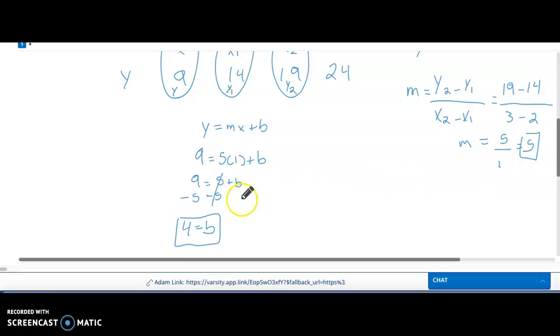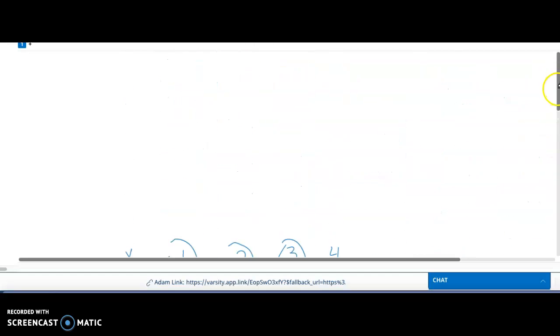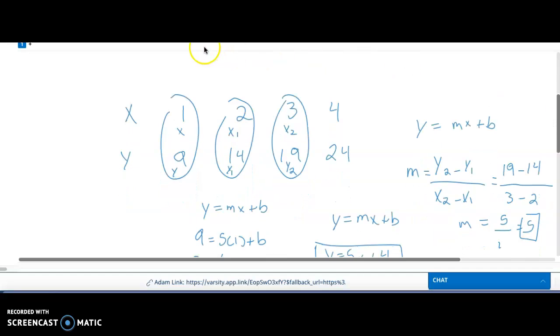So now I have my m, now I have my b, and I just write the equation again. y equals mx plus b. y equals 5x plus 4. And that's the equation for the last question of DOK2. Okay? And that's the last question for DOK2.